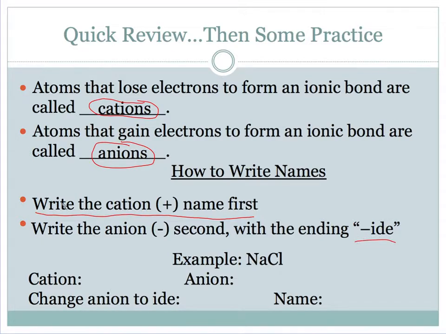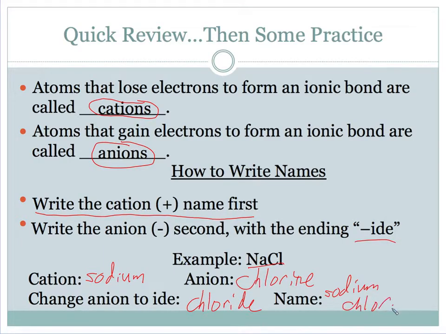Okay, so this is how it's going to look. Our example is NaCl. Na is sodium, so my cation is sodium. My anion, Cl, is chlorine. Now to write this correctly, we change the ending to IDE. So when I change that, it's going to be chloride. Then I'm going to put the name together. This is going to be sodium chloride.